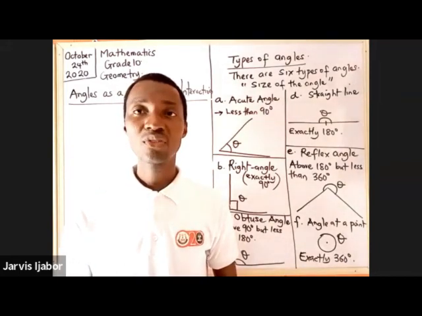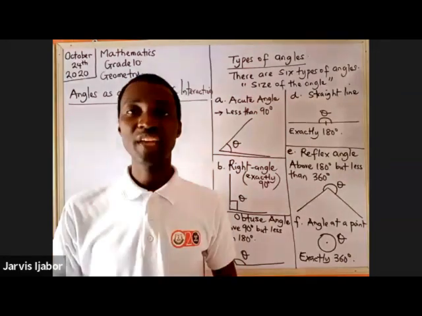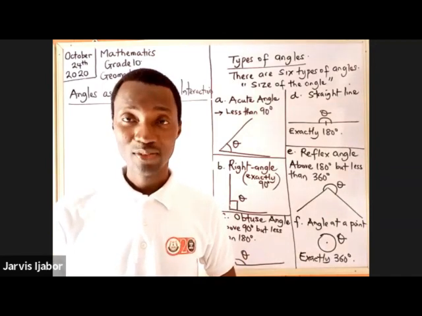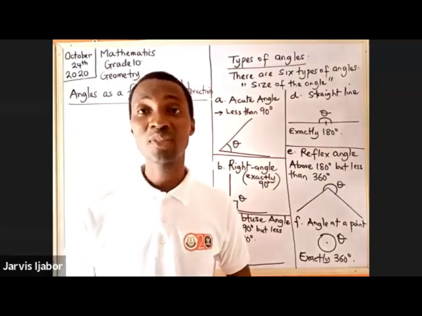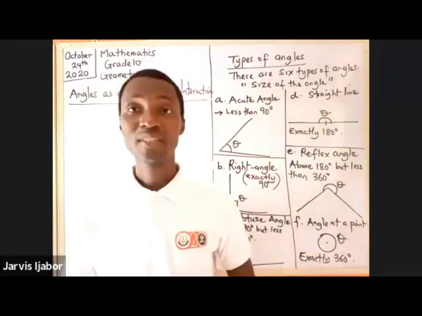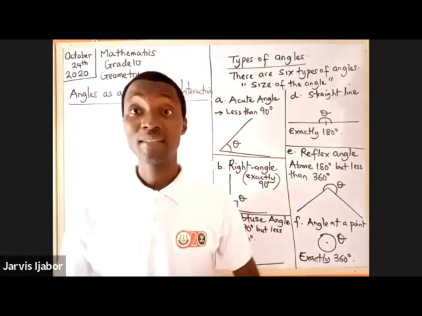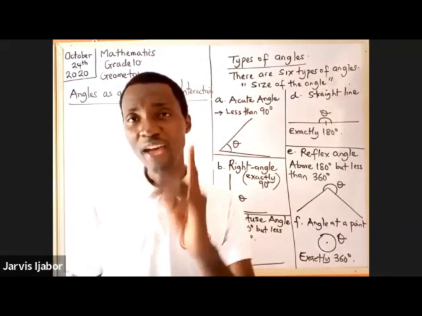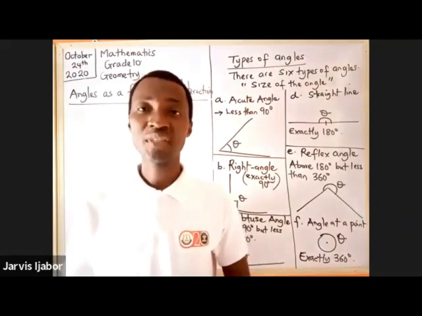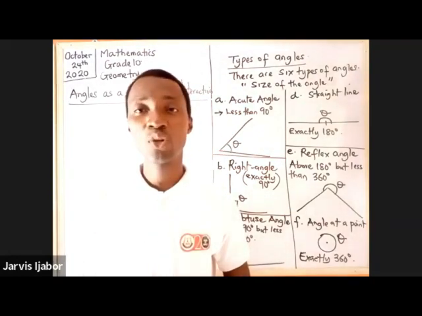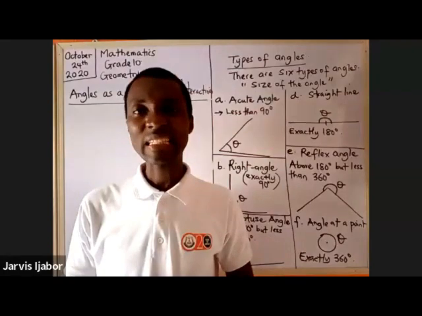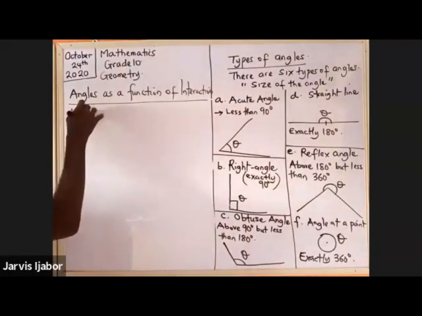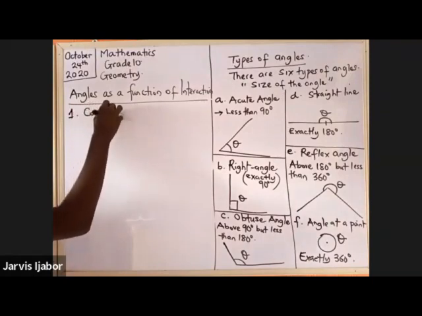Now, we can also look at angles as a function of their interaction. I won't tell you how many types they are so that I don't commit myself into what I may not be able to defend. But I will trust that you can go through them and then make your conclusion for yourself. The first type of interaction we have between angles gives rise to what we call complementary angles.